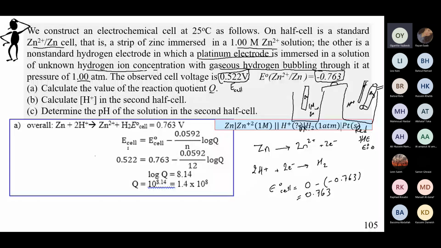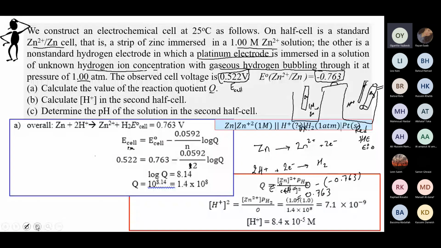E of the cell, or E of the overall reaction in the cell, this is the Nernst equation. It is equal to E naught of the cell minus 0.0592 over n, times log of Q, which in the overall reaction is products divided by reactants. They want us to find this reaction quotient Q, the concentration of products over reactants. We have E of the cell, they gave it to me, 0.522. We have E naught of the cell, we got it. The number of electrons transferred is 2. So for log Q, you get the answer. That Q is 1.4 times 10 to the minus 8.